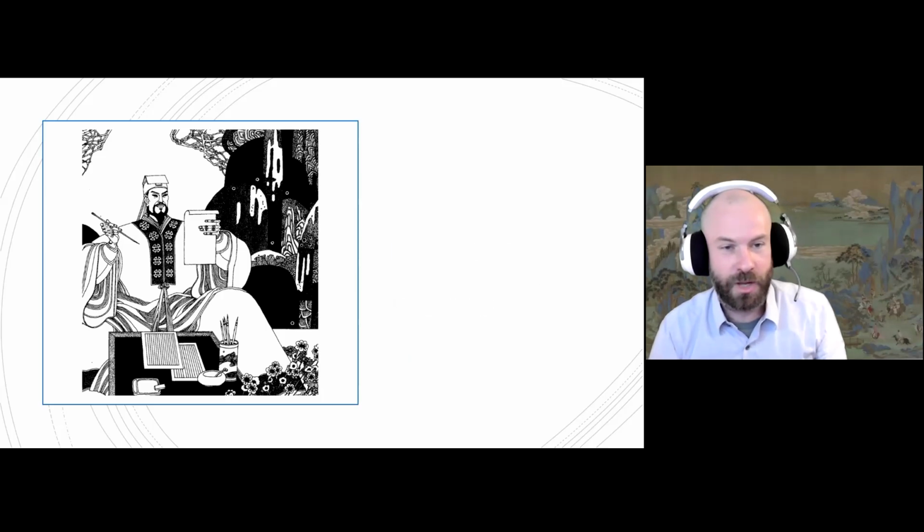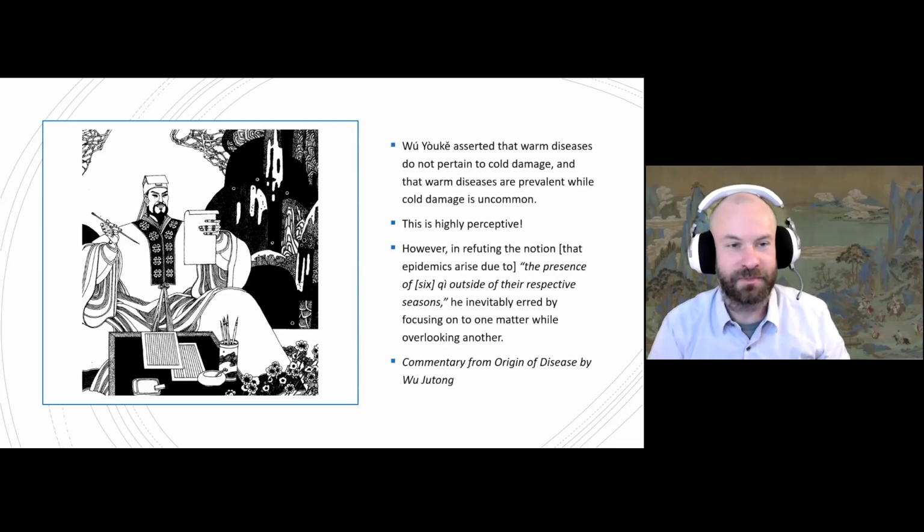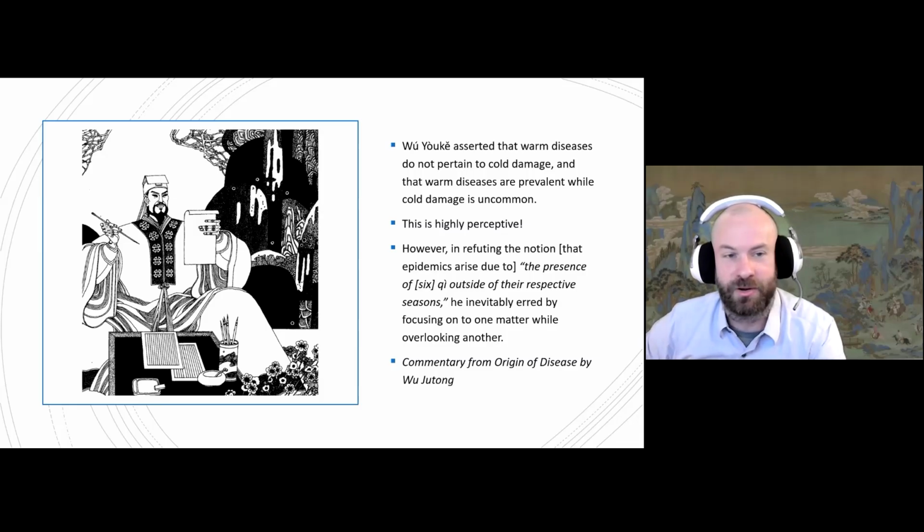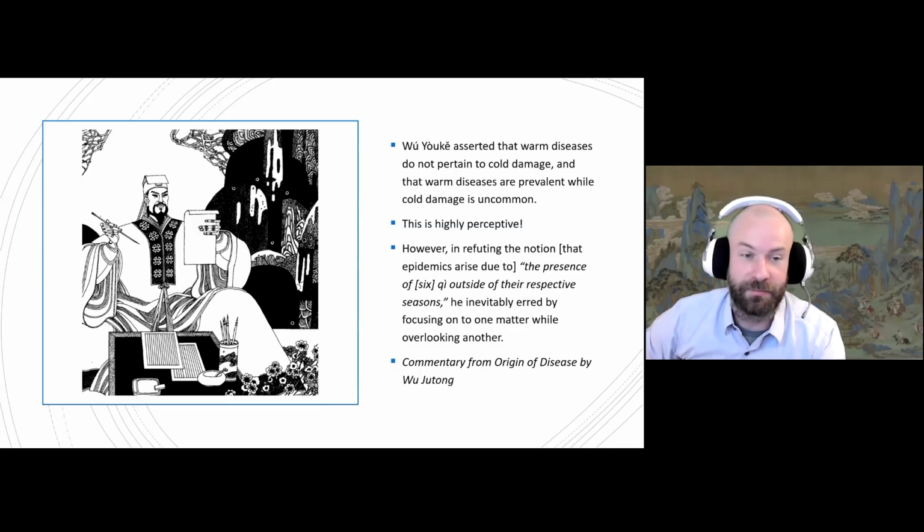But our friend Wu Jutong has something to say about him. He says, Wu Youke asserted that warm diseases do not pertain to cold damage, and that warm diseases are prevalent while cold damage is uncommon. He says this is highly perceptive. But he then states, however, in refuting the notion that epidemics arise due to the presence of six qi outside of the respective seasons, he inevitably erred by focusing on one matter while overlooking another.